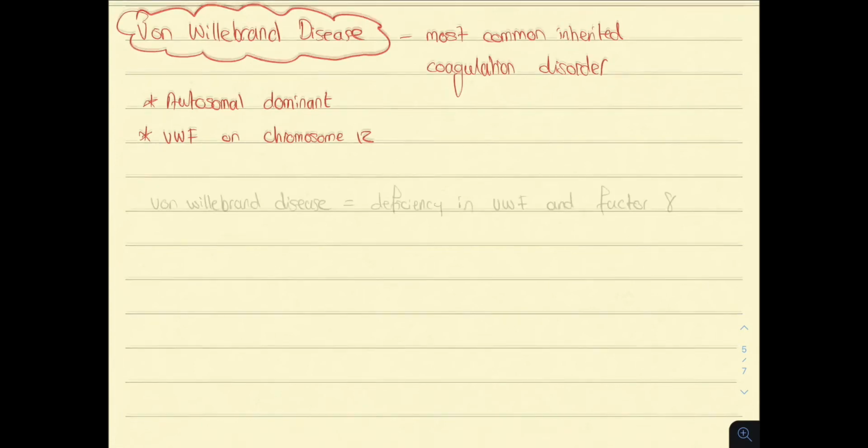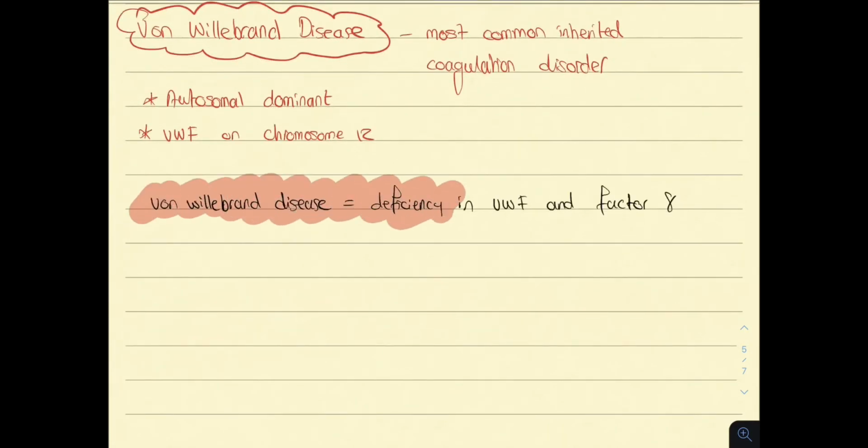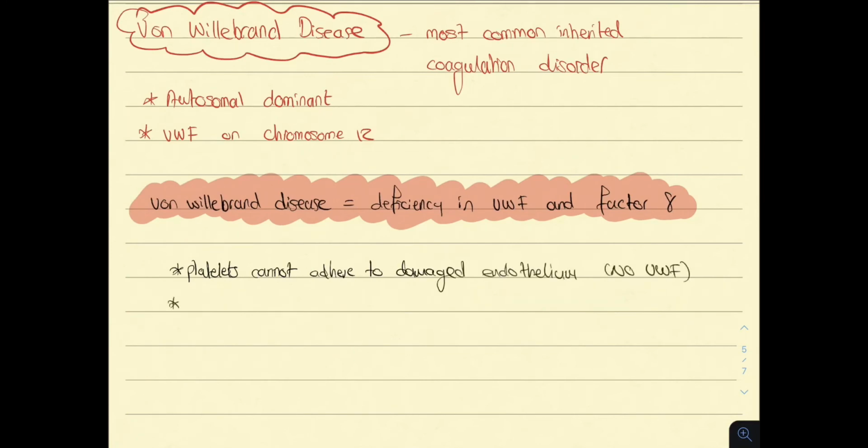So in von Willebrand disease, you have a deficiency in both von Willebrand factor and in factor VIII. So just to quickly go over the pathophysiology, platelets cannot adhere to the damaged endothelium due to a lack of von Willebrand factor, so primary hemostasis fails. There is also failure of the intrinsic pathway of the coagulation cascade, as factor VIII is not present, so the intrinsic pathway cannot reach nor activate factor X, which, if you remember, we said is the goal of both the intrinsic and the extrinsic pathways.